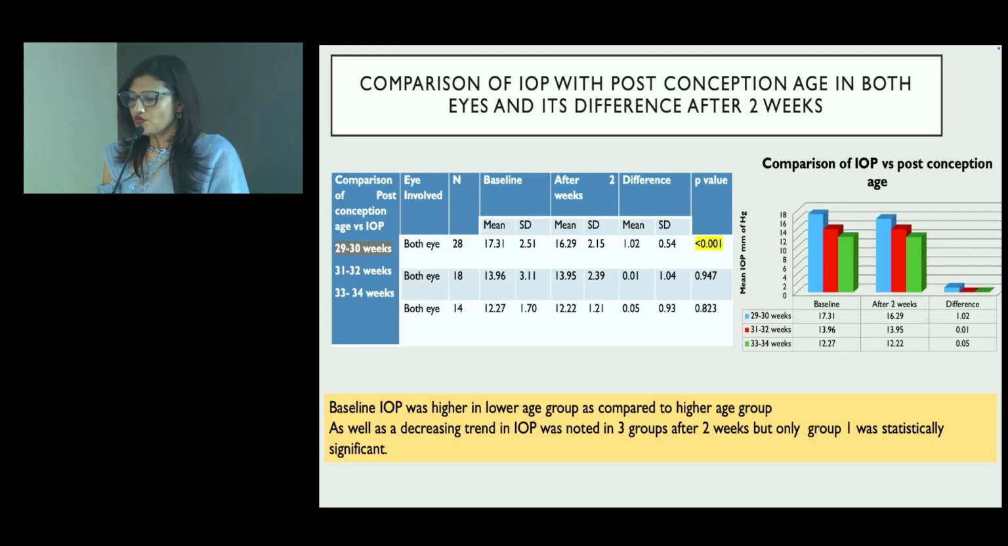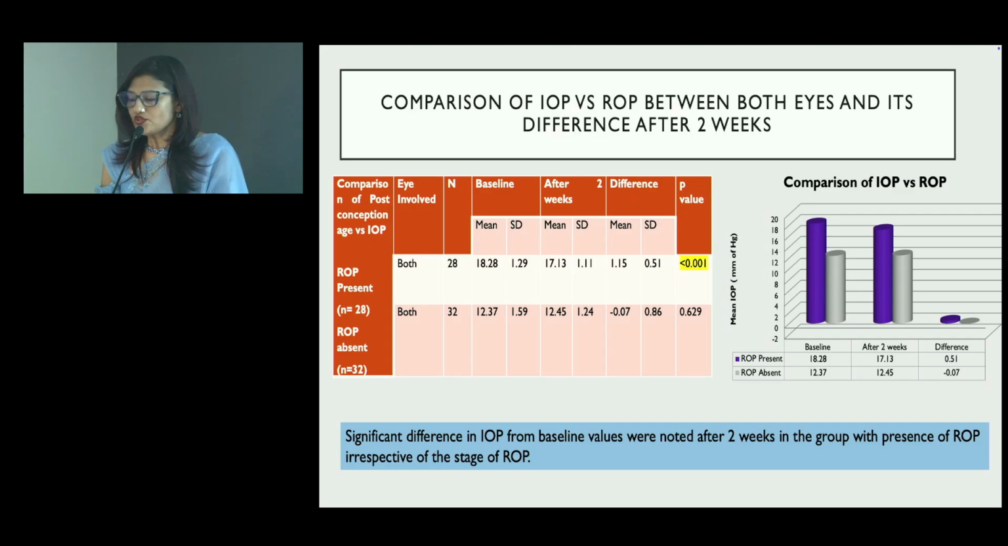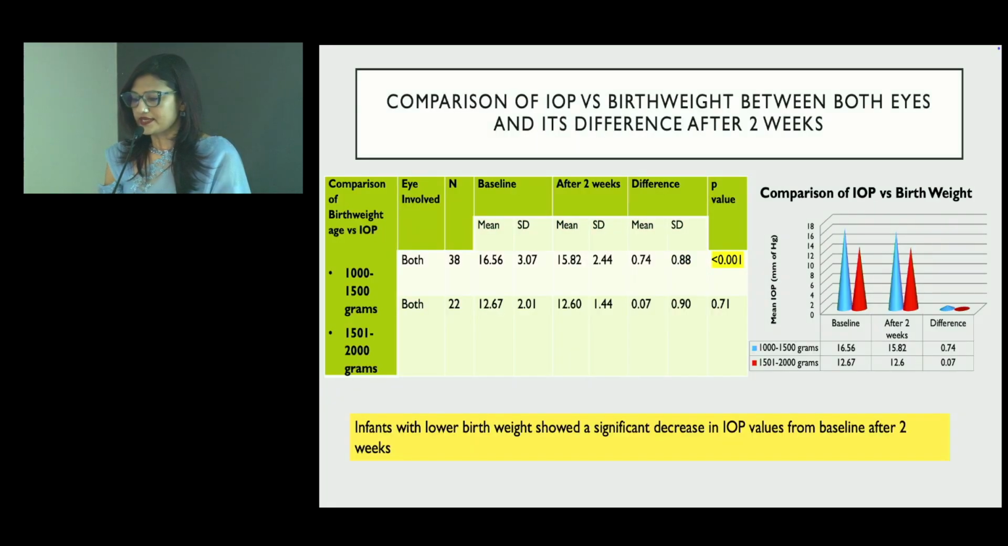In the comparison of IOP with post-conceptual age in both eyes and its difference after 2 weeks, the baseline IOP is higher in the lower age group compared to the higher age group. A decreasing trend in IOP was noted in all 3 groups after 2 weeks, but only group 1 was statistically significant. In the comparison of IOP with presence of ROP, a significant difference in baseline IOP was noted in the babies who had ROP, irrespective of the stage of ROP, and this was also statistically significant.